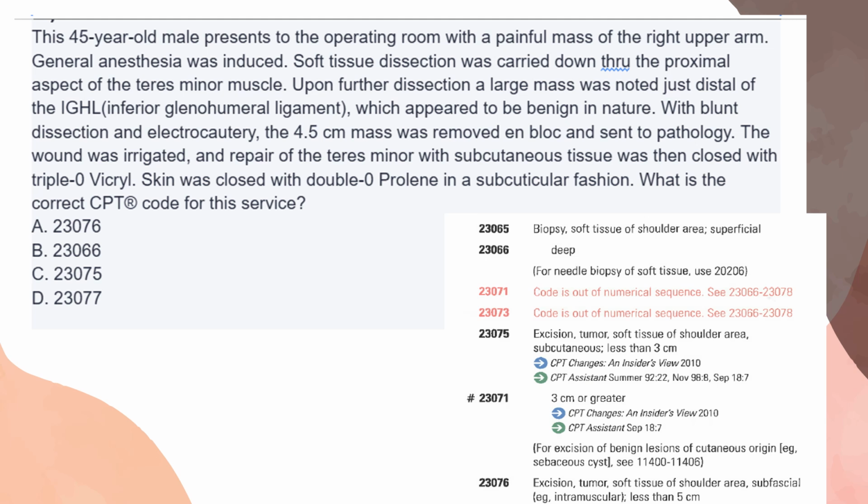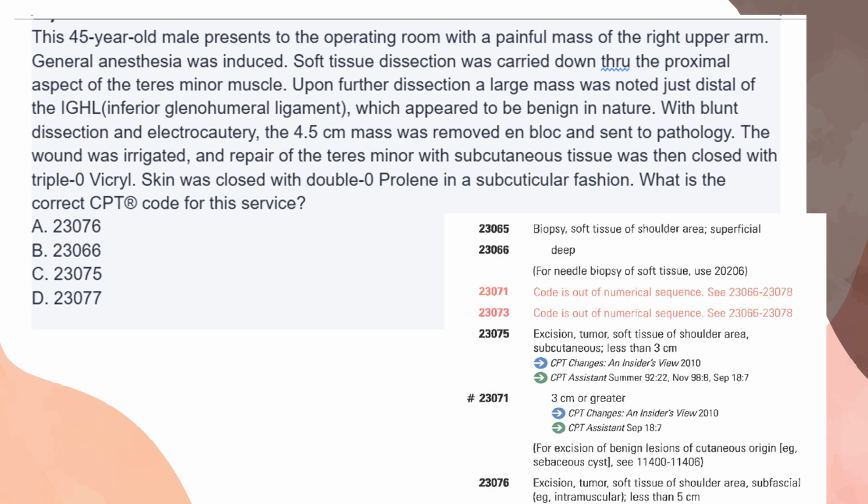What is the correct CPT code? And we have the option 23076, which talks about the excision of the tumor, soft tissue of the shoulder area, subfascial and intramuscular. 23066, biopsy of the soft tissue of the shoulder area, superficial, sorry, it's a deep one. 23075 is the excision tumor, soft tissue of the shoulder area, subcutaneous, less than 3 centimeter. And 23077, that we'll see. So let us see what our answer is.